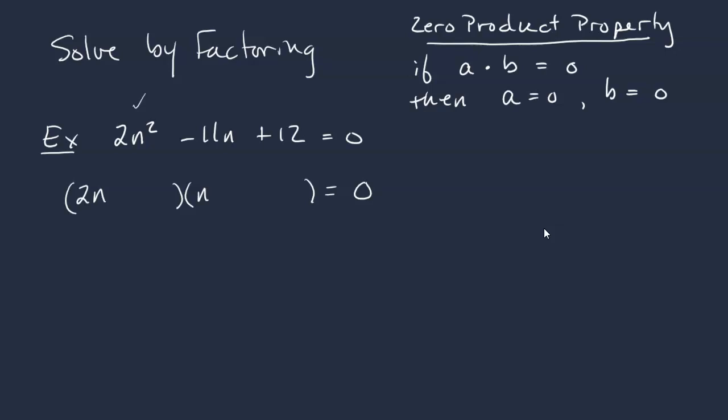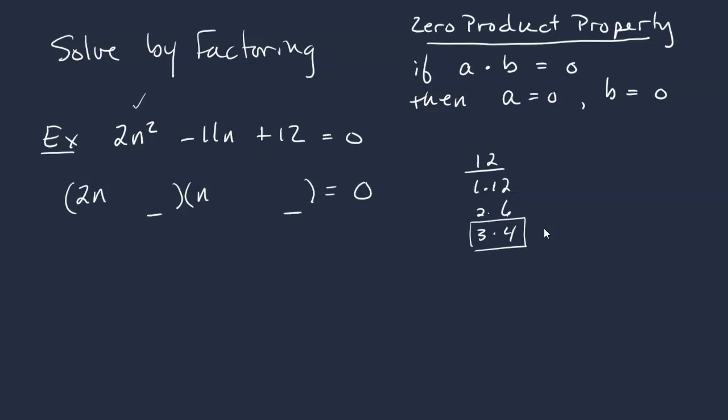But 12, to find out what times what equals 12, we have a few choices. So 12 could be 1 times 12, it could be 2 times 6, it could be 3 times 4. And then we're done because the next factor pair is 4 times 3, and we're on our way back. So we have three options to choose from. I'm going to start with 3 and 4 to see if we can hit on it right away.